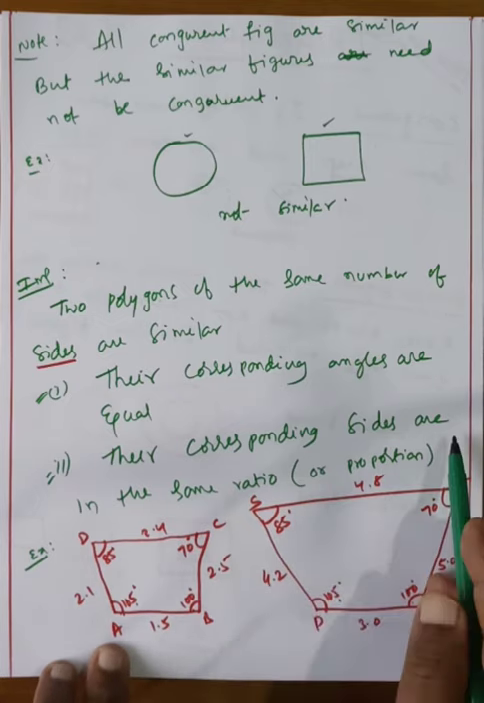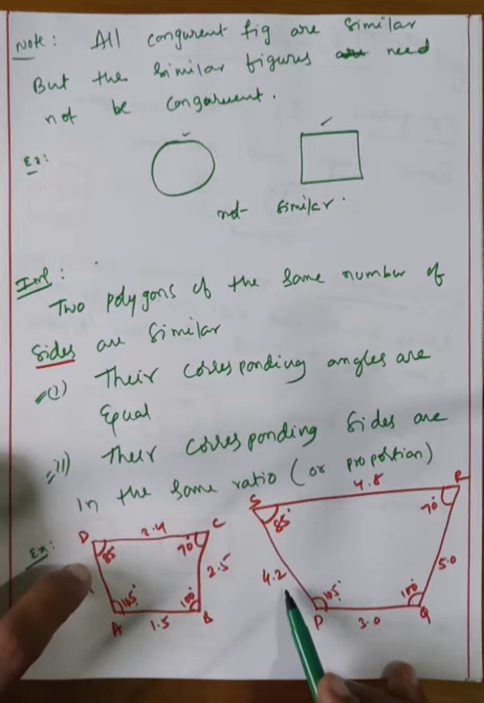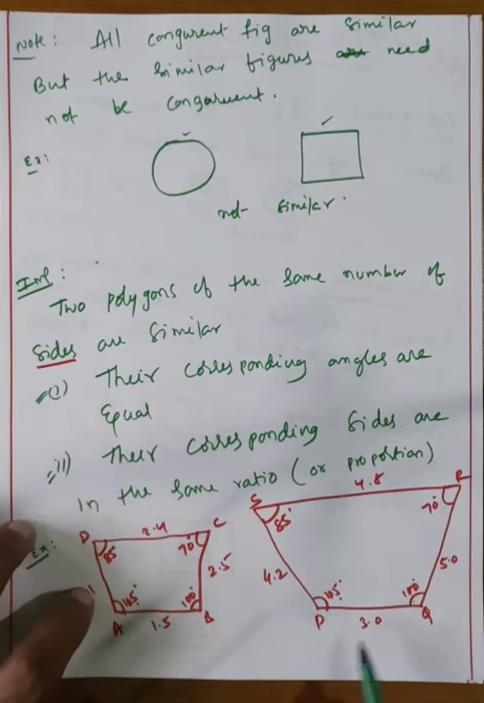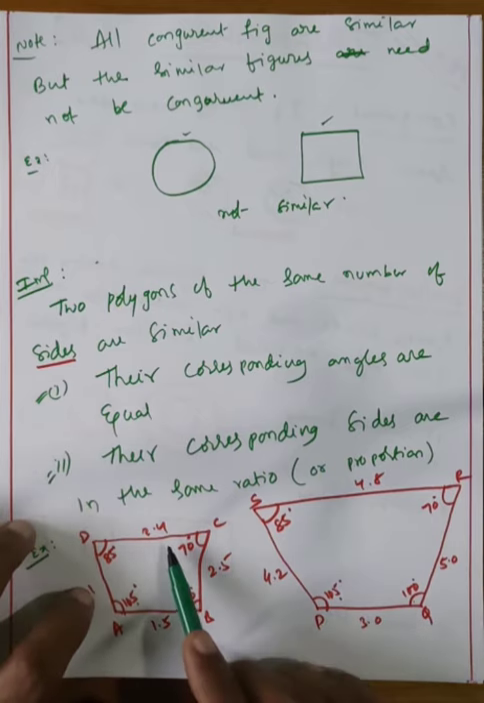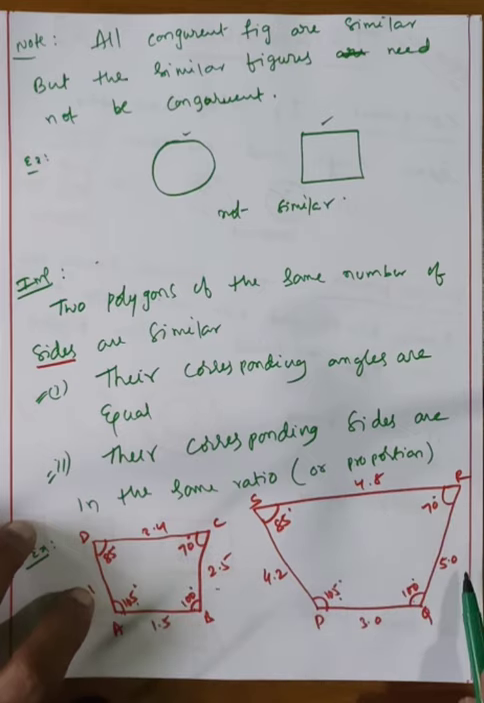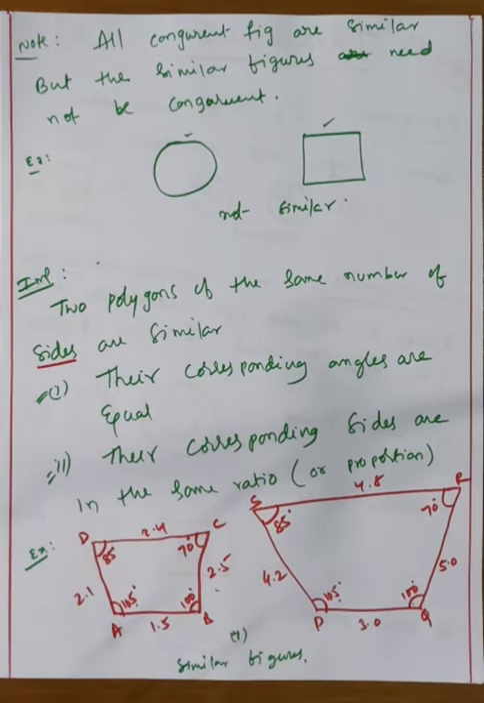Next, the corresponding sides are in the same ratio. First of all, this side corresponds to this side. 2.1 by 4.2 means 21 by 42, which is 1 by 2 actually. 1.5 by 3 is also 1 by 2. Okay, my dear students, 2.4 by 4.8 is also 1 by 2. 2.5 by 5 is also 1 by 2. So these figures must be, suppose this is figure 1, therefore similar figures. I hope you understood. In this way, we will complete the problems.